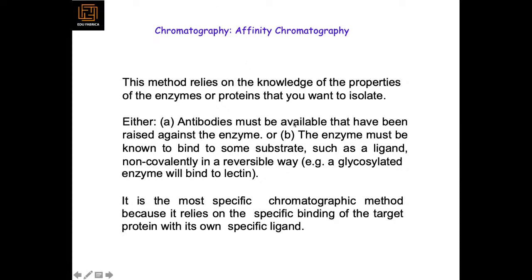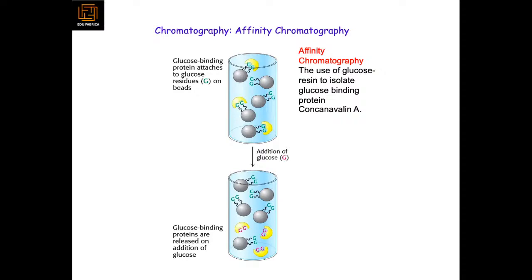Antibodies must be available that are raised against the enzyme, and the enzyme must be known to bind to some substrate, such as a ligand, non-covalently in a reversible way. It is the most specific chromatographic method, relying on the specific binding of a target with its own specific ligand. So you have your glucose binding proteins attached to glucose on these beads, and then glucose is added to it. These glucose resins isolate glucose binding protein from concanavalin A. Then the glucose binding protein is released on the addition of glucose.